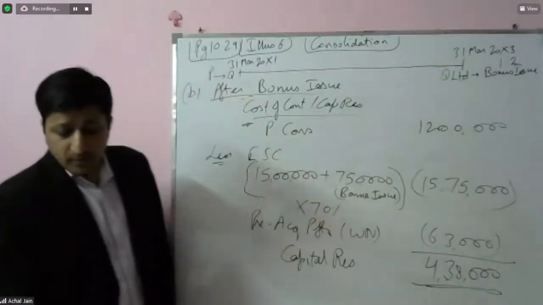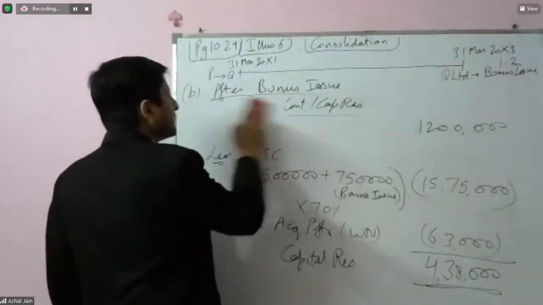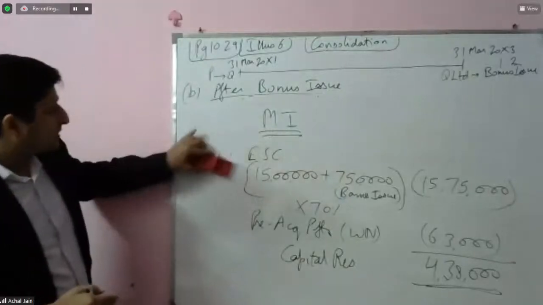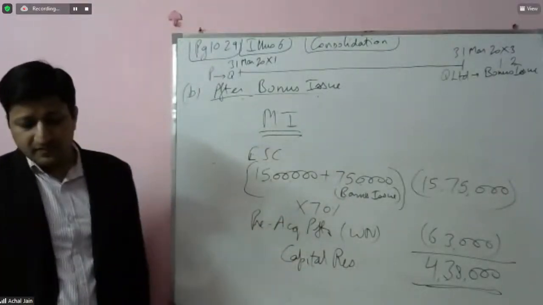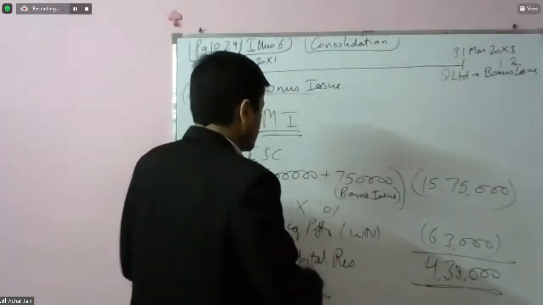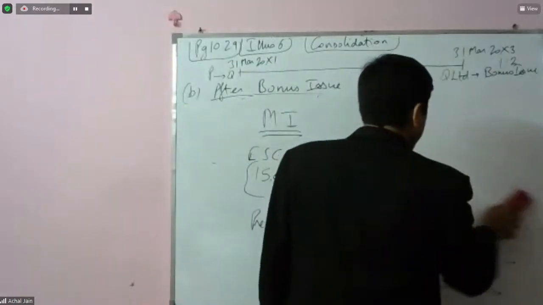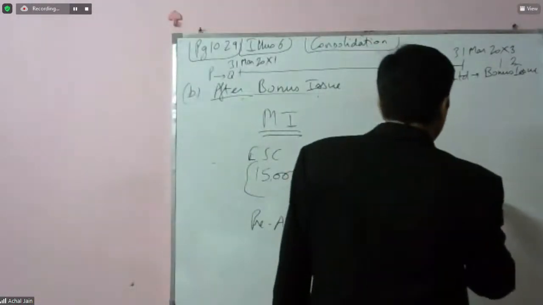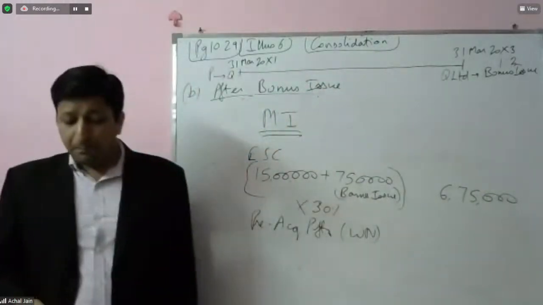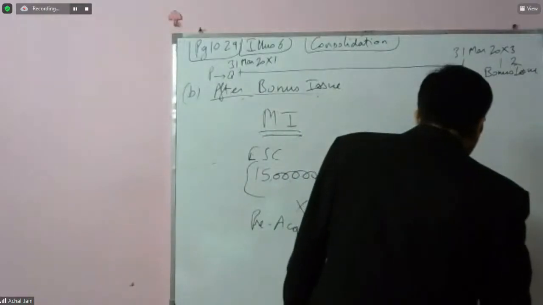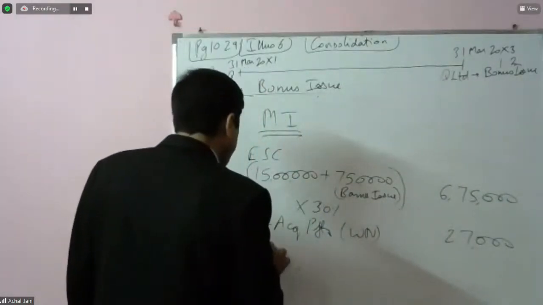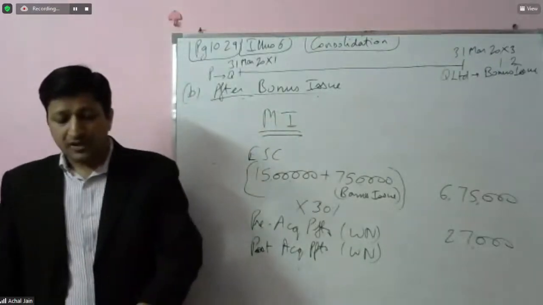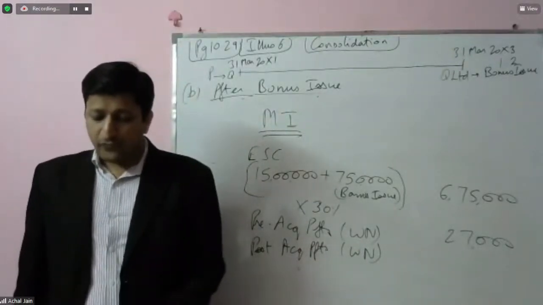Okay, now the last part was about minority interest. So we'll come to the minority interest also. Now equity share capital, instead of 70%, this will become 30%. So this is 6,75,000. Pre-acquisition profits are the same, 27,000. Post-acquisition profits have already been computed by us in the working. Post-acquisition profits are 4,54,500.